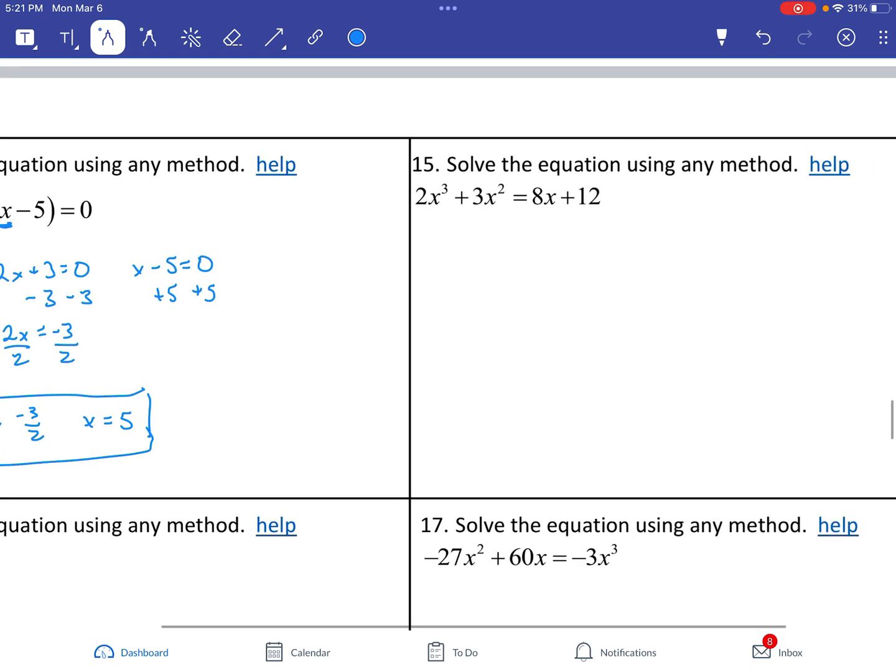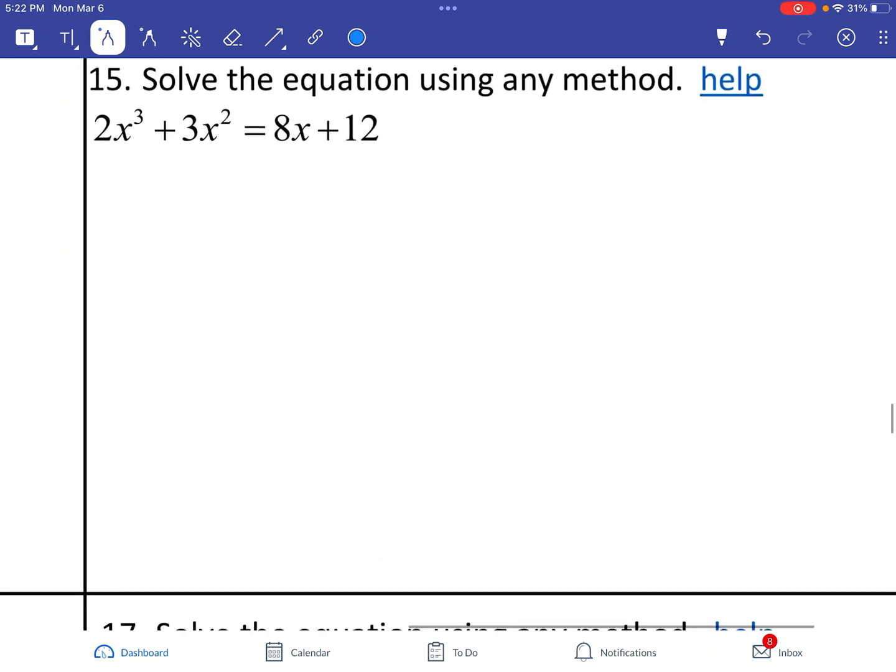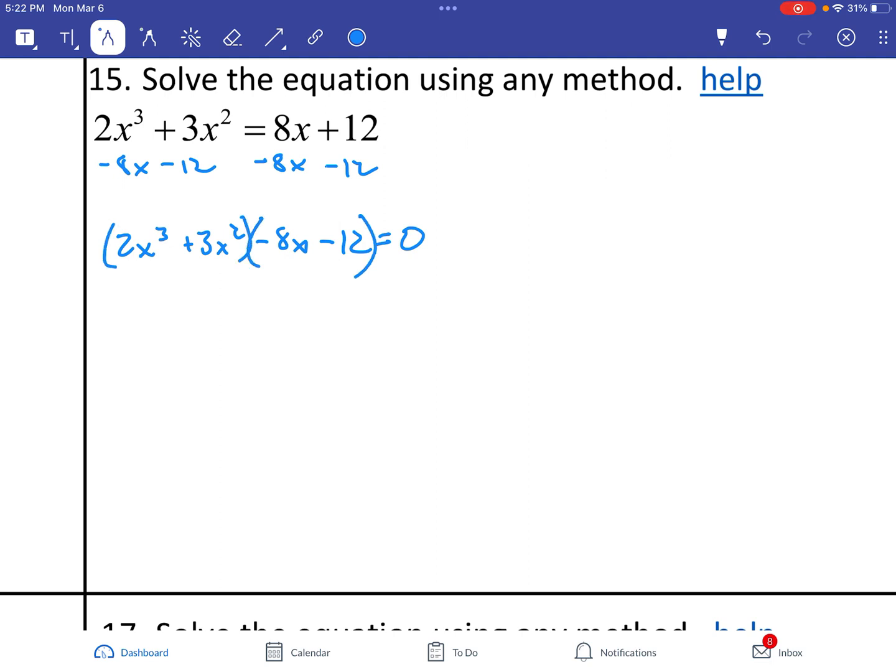Next question. This is a solve by grouping because there are 4 terms. The first thing we have to do is subtract the 8x and the 12 to the left. So we get 2x to the third plus 3x squared minus 8x minus 12 equals 0. Now that we have all the terms on the same side, we can group the first 2 and the last 2. Out of the first 2 terms, 2 and 3 don't have a common number to take out, but x cubed and x squared do, and you can take out an x squared. We're left with 2x plus 3.